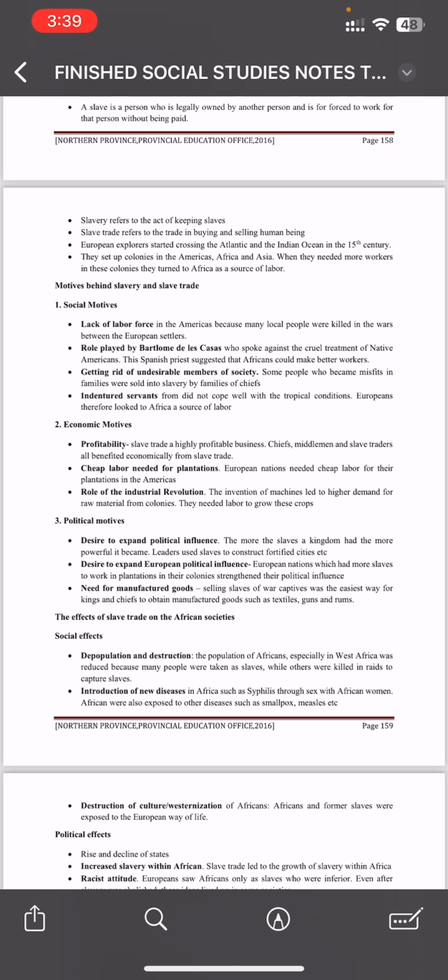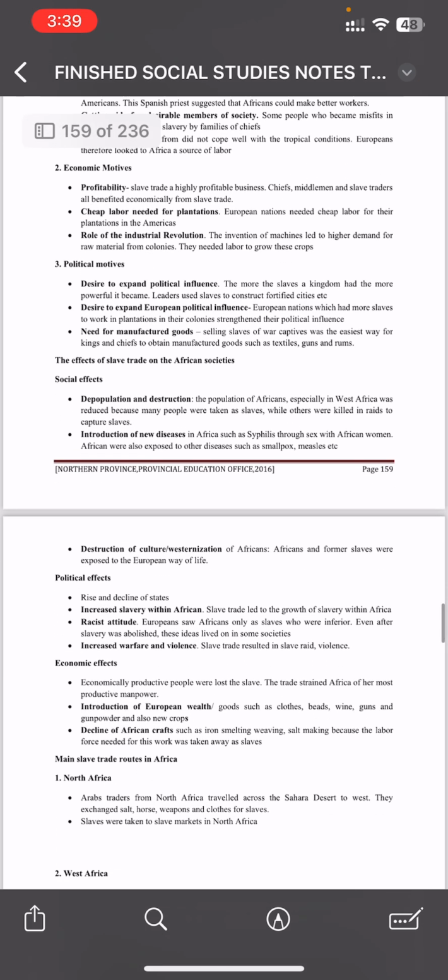So, what were the effects of slave trade on African society? What do you think is going to happen to your society? Okay, what is the difference between the country which is getting the slaves to do work for them and the country which is selling slaves?